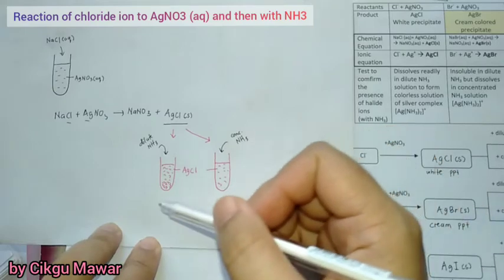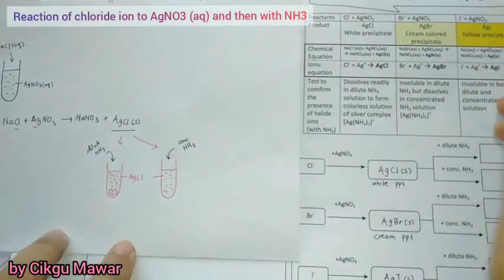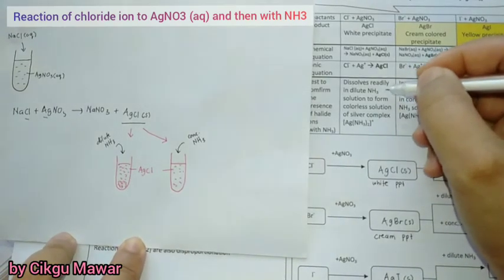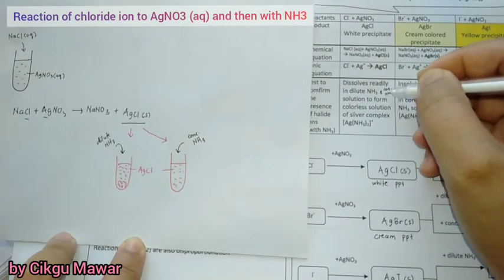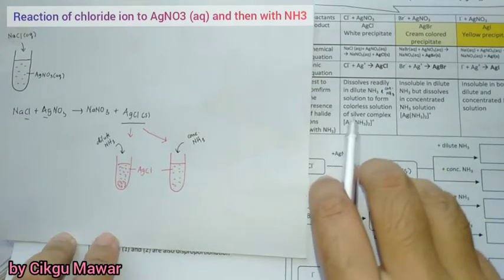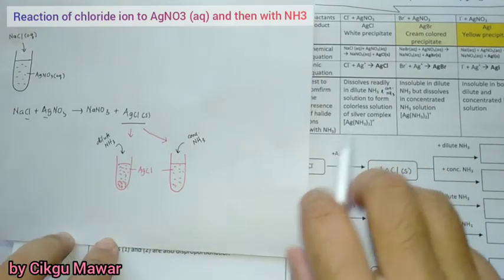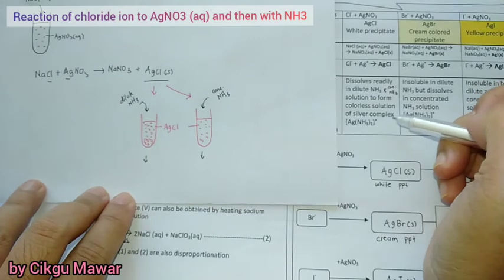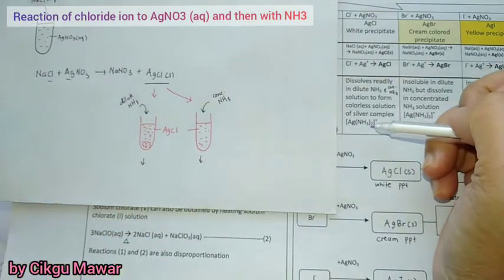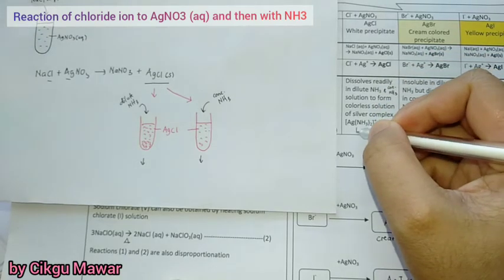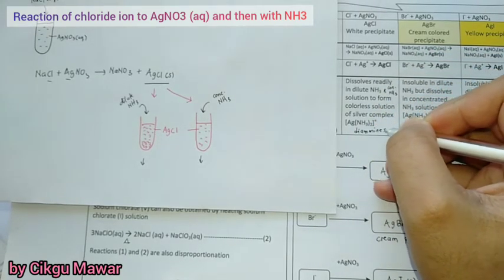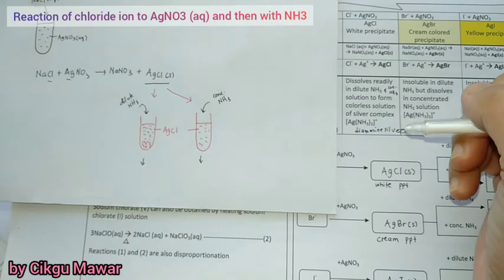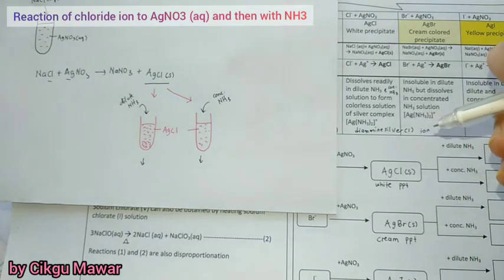Then what would happen? What is the observation here? Refer to our chem book: it will dissolve readily in dilute ammonia solution, and in concentrated ammonia as well, to form a colorless solution of silver complex. Both form a colorless silver complex, which we call diamminesilver(I) ion. This complex we will learn further in the transition element chapter.